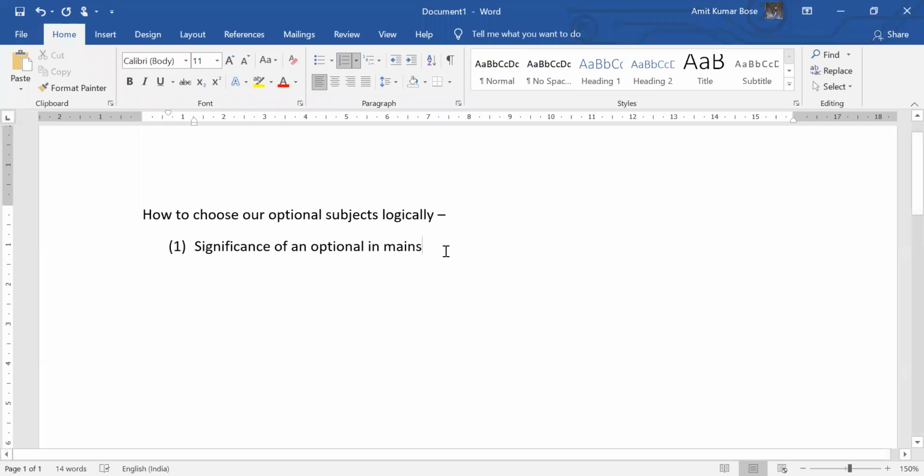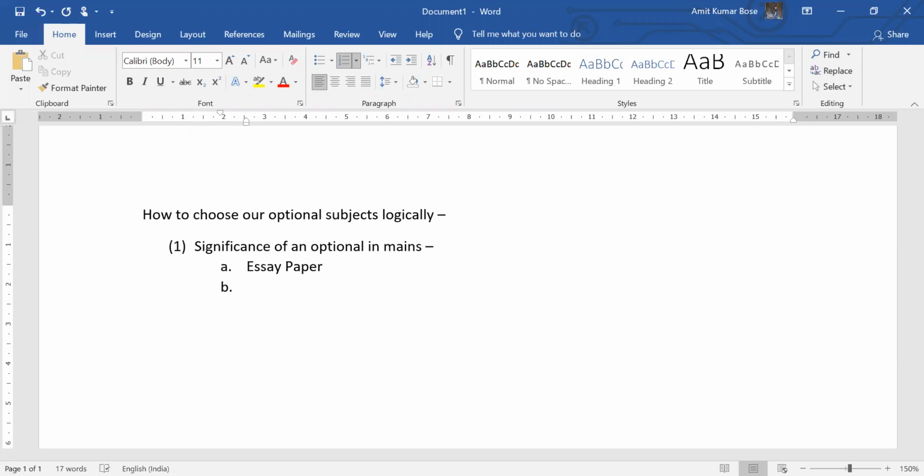See, in mains, as we understand, what all papers are there for us to appear in? I'm not talking about the optional subjects, I'm talking about what all papers one has to appear in. The first thing that we have is the essay paper. Second, the 4 papers of GS. Then the 2 papers of an optional. Then the 2 language papers.